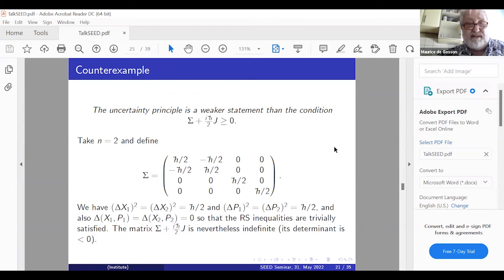Take the matrix sigma you see there. It's a 4 times 4 matrix. You obviously have delta sigma x1, I should have it to stay consistent with my notation. They satisfy the Gaussian-Schrödinger inequality, which are trivial. However, the matrix sigma is indefinite. It's not positive semi-definite here. Its determinant is negative. So it can certainly not be positive semi-definite. Good. Let's go back here.